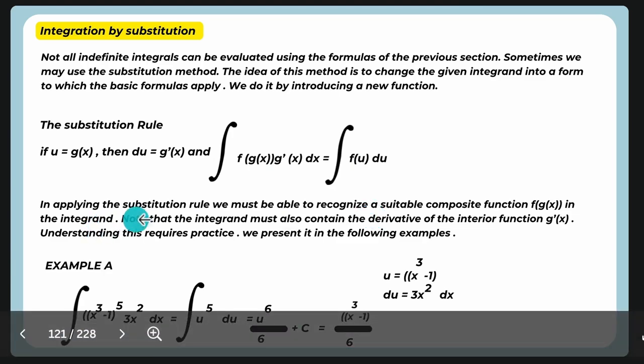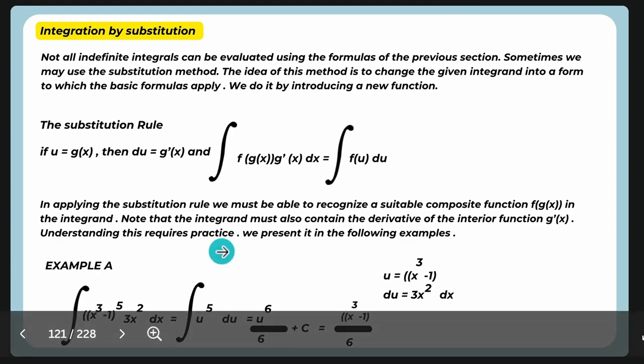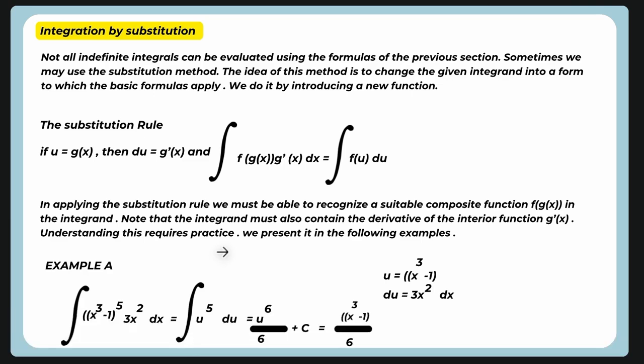In applying the substitution rule, we must be able to recognize a suitable composite function, which is f of g of x, in the integrand. So we really need to identify or recognize this inside function, which is g of x. Note that the integrand must also contain the derivative of the interior function, which is g prime of x. Understanding this requires practice. We present it in the following examples.